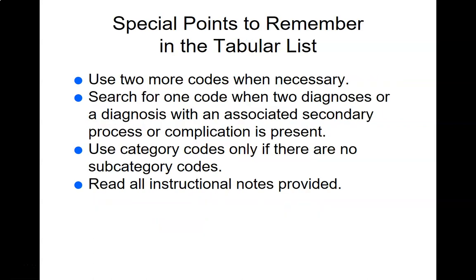Special points to remember in the tabular list. Some special points would be: use 2 or more codes when necessary. Search for 1 code when 2 diagnoses, or a diagnosis with an associated secondary process or complication, is present. Use category codes only if there are no subcategory codes, and read all instructional notes provided.